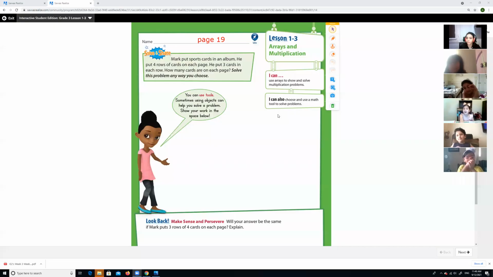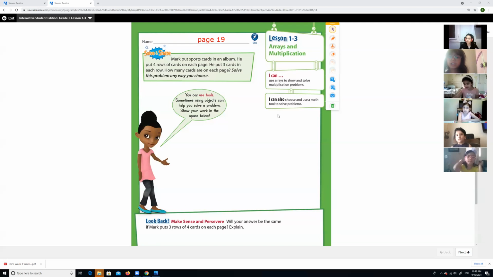Okay, so let's start. Before, we took multiplication as repeated addition. So when I find a repeated addition equation, I can write multiplication. Then we learned how to show a multiplication equation on a number line, right? Now we will take a new lesson, arrays and multiplication. Do you remember arrays?